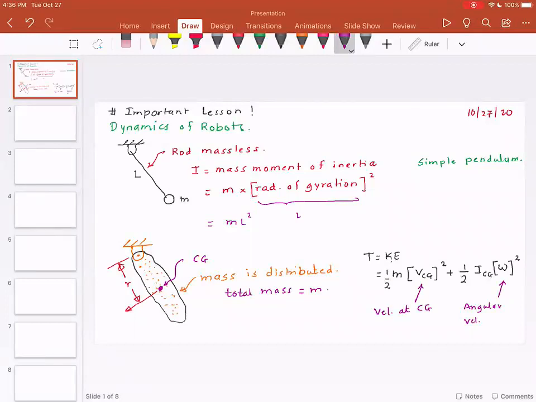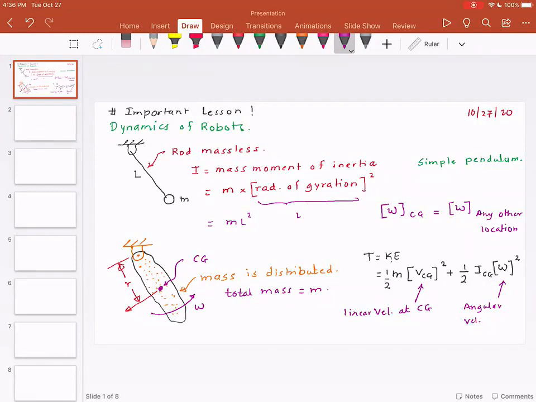Now please note, angular velocity is basically this. I'm going to call this omega. Whether you consider angular velocity at CG or at any other location, it's going to be the same. So this is very important. Omega at CG is equal to omega at any other location. So the value of omega does not change. But the linear velocity, and this is very important, changes depending upon where you take it.